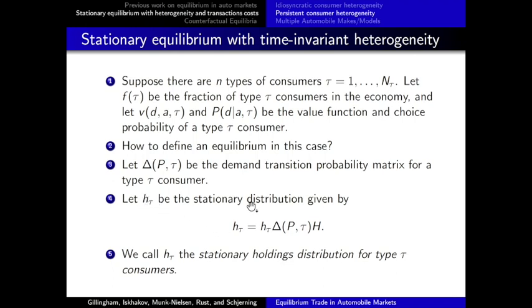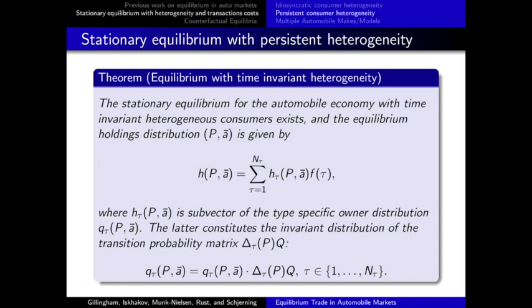Okay, and then the stationary distribution of that h tau is simply given by the stationary distribution of this aggregate trading matrix. We call this the stationary holdings distribution for type tau consumers. This is a holdings distribution, and that's going to be one for each type.